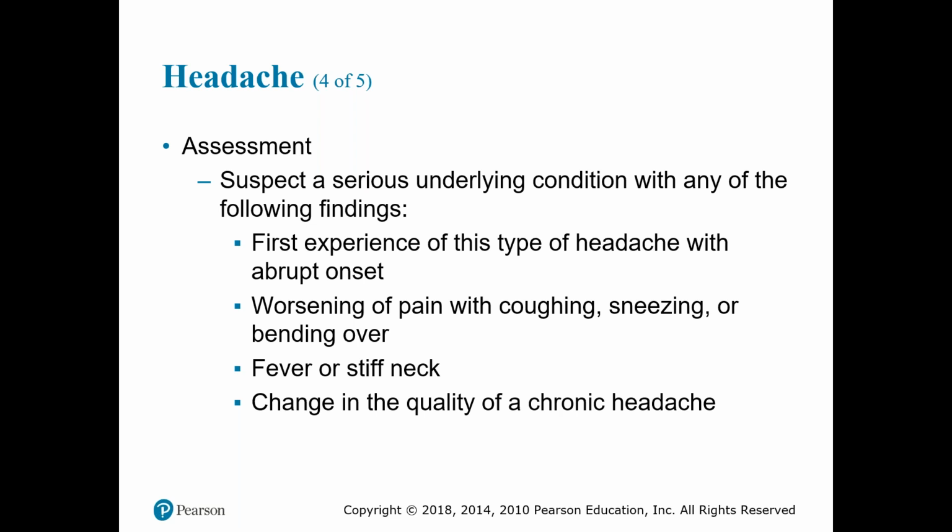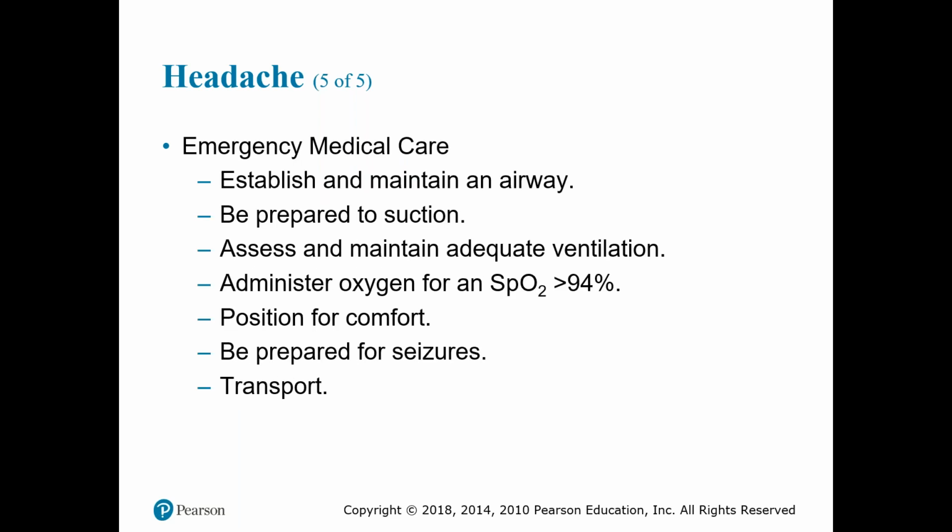So our assessment, based on these findings, this could underline a significant finding. If it's an abrupt onset, again, that's an indication that it might be a stroke. If it's worsening of pain with coughing, sneezing, or bending over, that's an indication that there's an inflammation within the brain tissue going on. If there's a fever or a stiff neck, this could be an indication that it's meningitis, and there's an inflammation from a bacterial or virus infection within the brain lining, and or there's a change in the quality of that chronic headache. So maybe they're complaining of a dull ache and now it's a sharp ache. Something along those lines where that quality is differentiated.